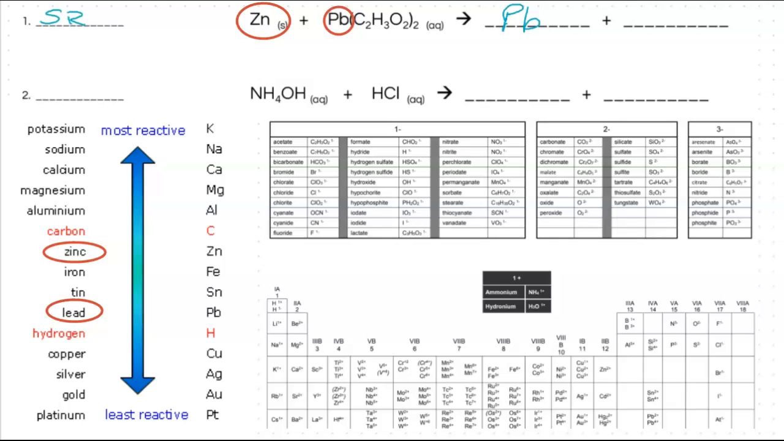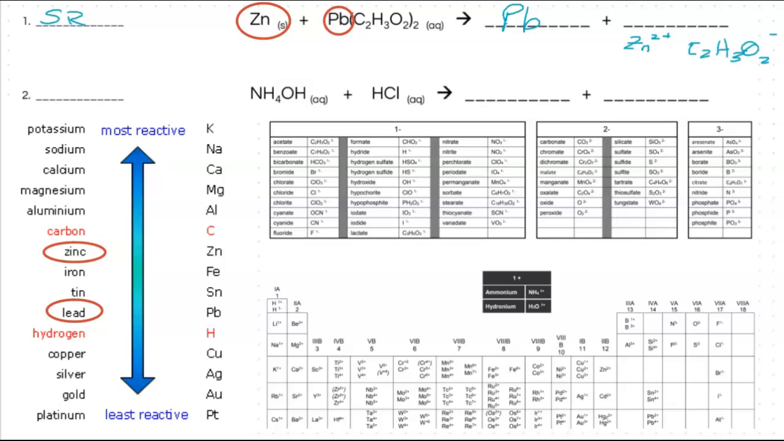Then in the blank, I need to write my chemical formula for the compound. I've got zinc and this ion right here, C2H3O2, which is called acetate. When you look it up on your chart, it's right here at the top, and it has a -1 charge. And when I look up zinc down here, I know you can't read this, but look on your own chart, zinc is right here, and it has a 2+ charge.